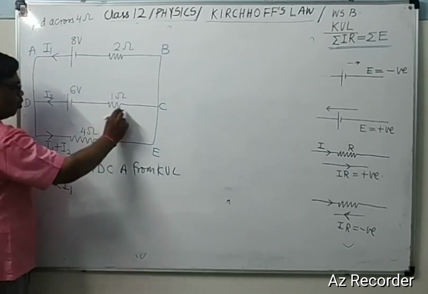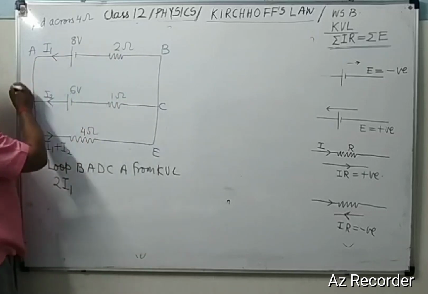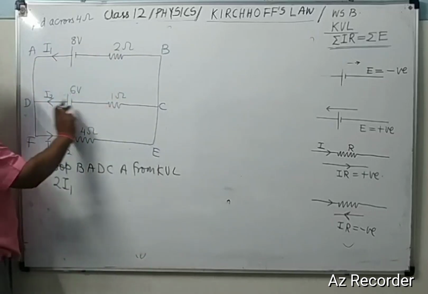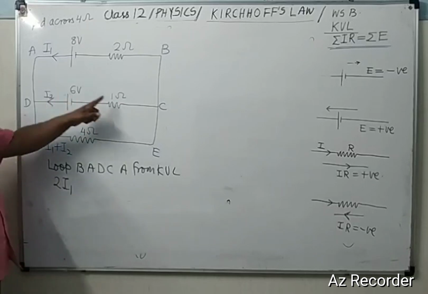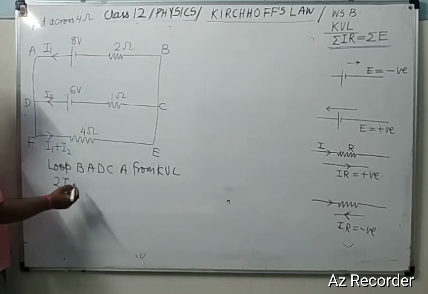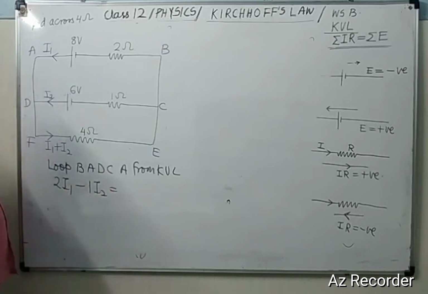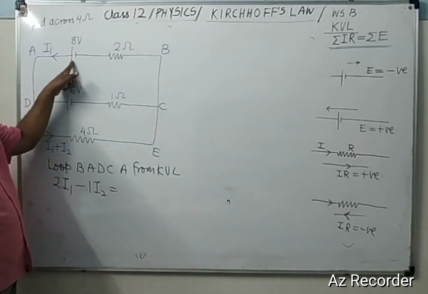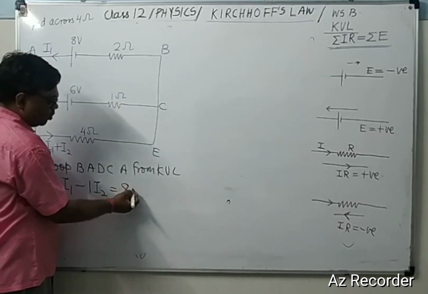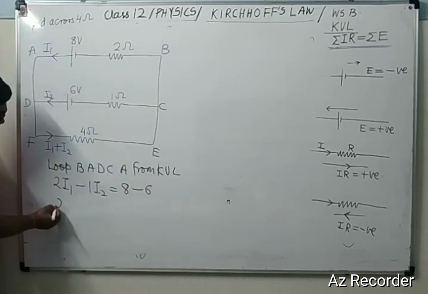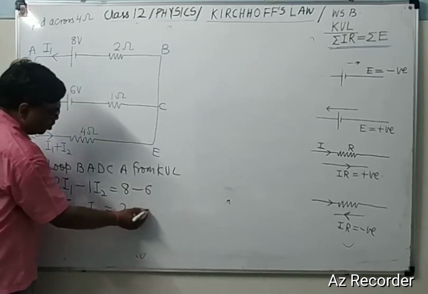But here you go opposite to the current, because you are traveling in this way. It's clear? So here the current direction is this and you are going opposite. What is IR? I is I2, R is 1. So it will be 1 into I2 but with negative sign, equals to sigma E. The cell is crossed negative to positive, so it is plus, and positive to negative, so minus 6. So one equation will be 2I1 minus I2 equals 2.